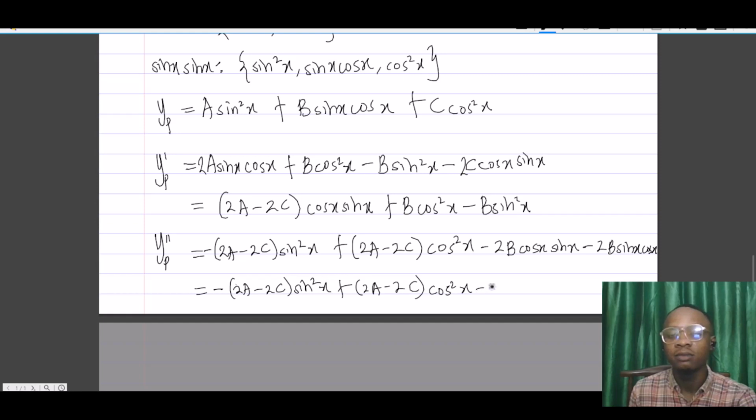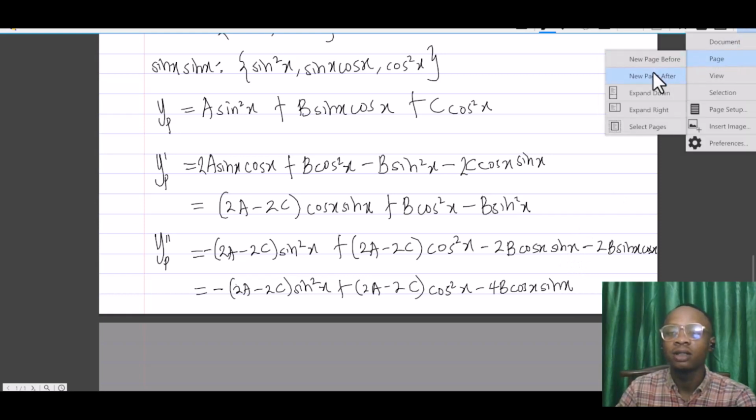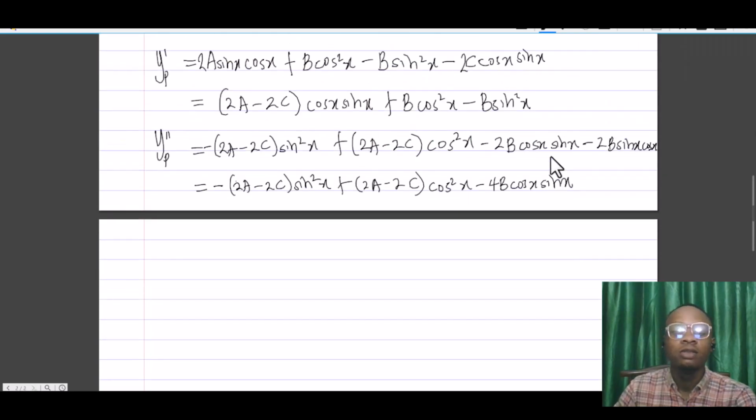Yes. That's minus 4b cos x sine x. So that is about that. Let us leave it at that. So let's come back here. So we're good to go.